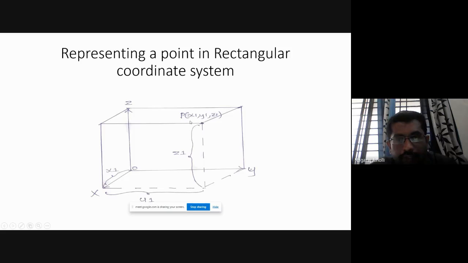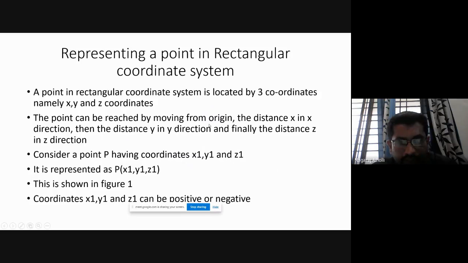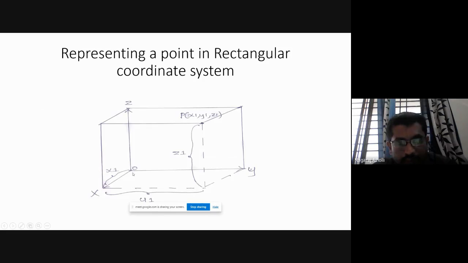So we have reached the point P of x1, y1, z1. So x1 can be positive if I am moving in the positive x direction. What is the negative x direction? It is opposite to x. So if I move opposite to x, then I get minus x. If I move in the opposite direction, to the left of this origin, then I get minus y. This is the positive z direction. If I move in the downward direction, then I get minus z. That means the magnitude of the coordinates can be positive or negative.